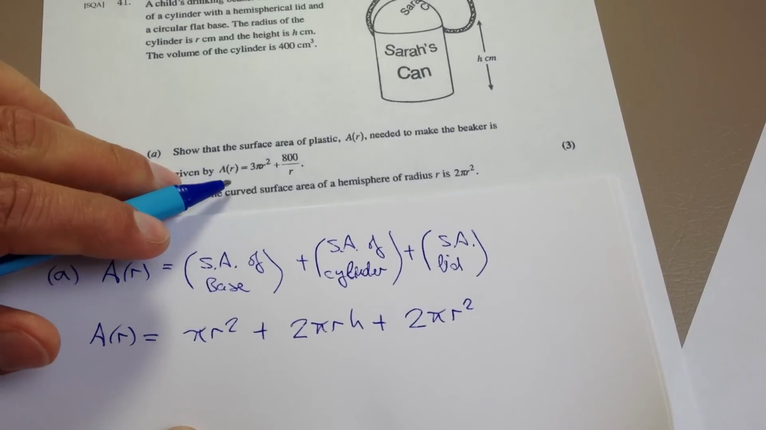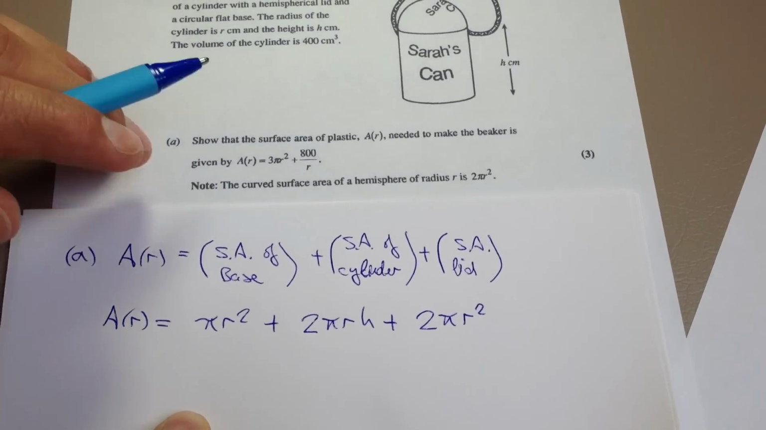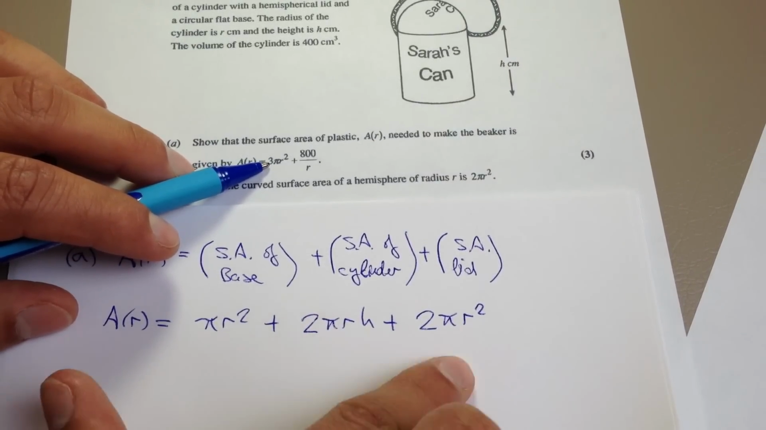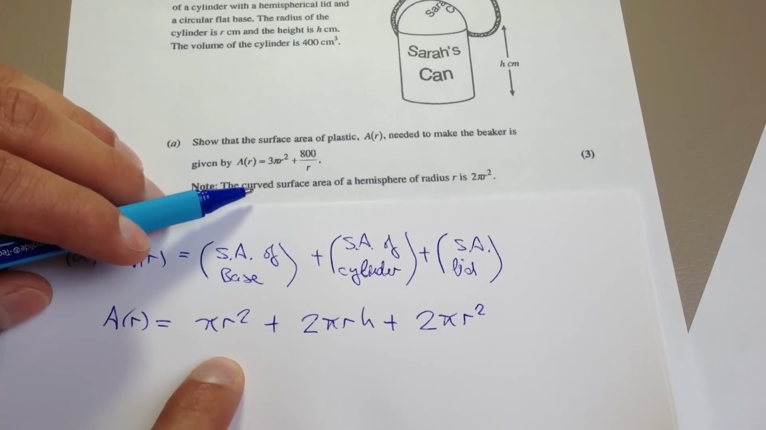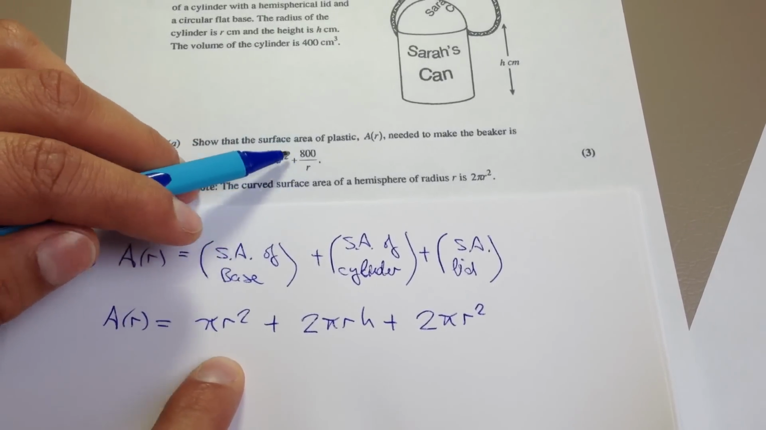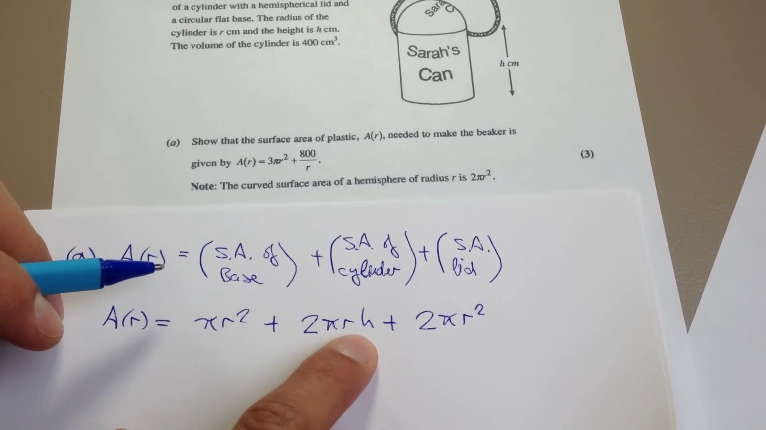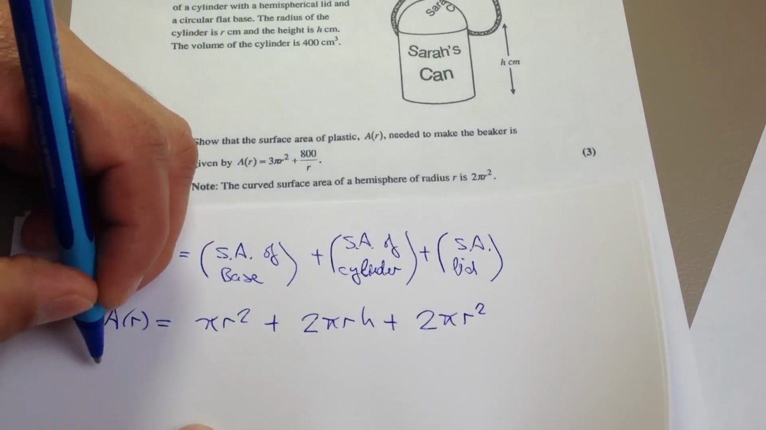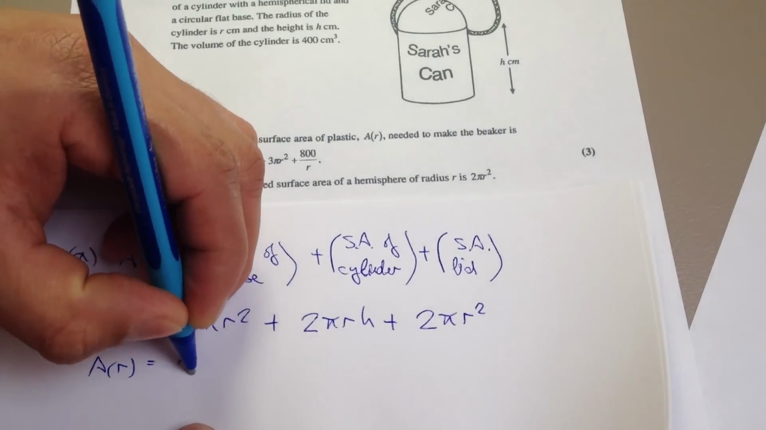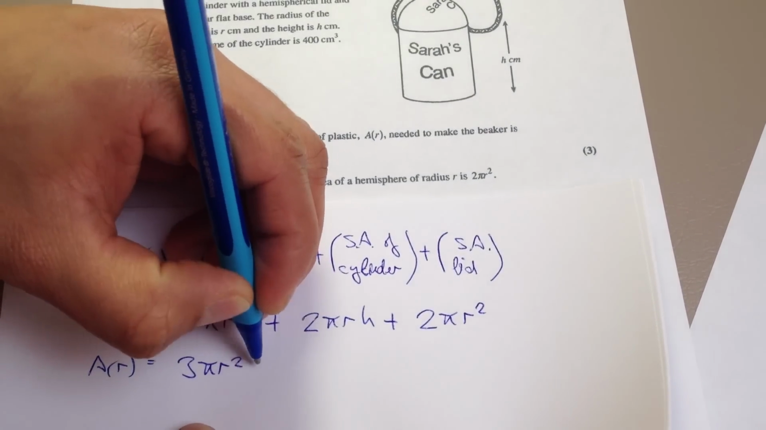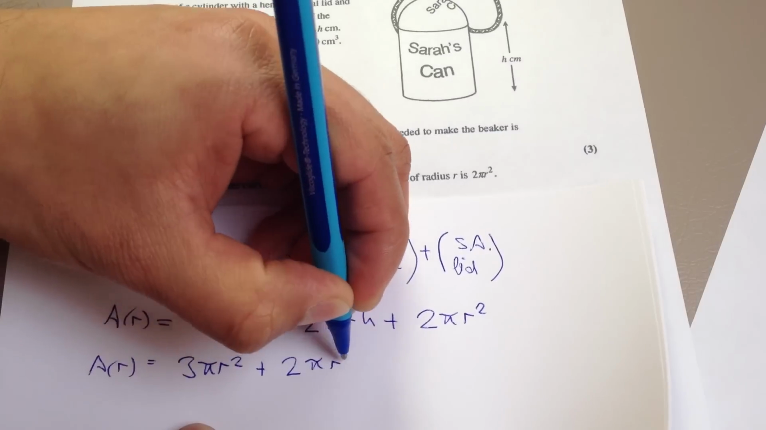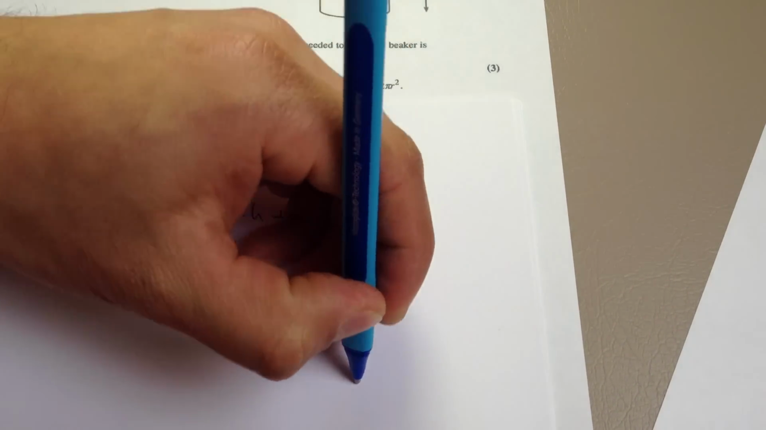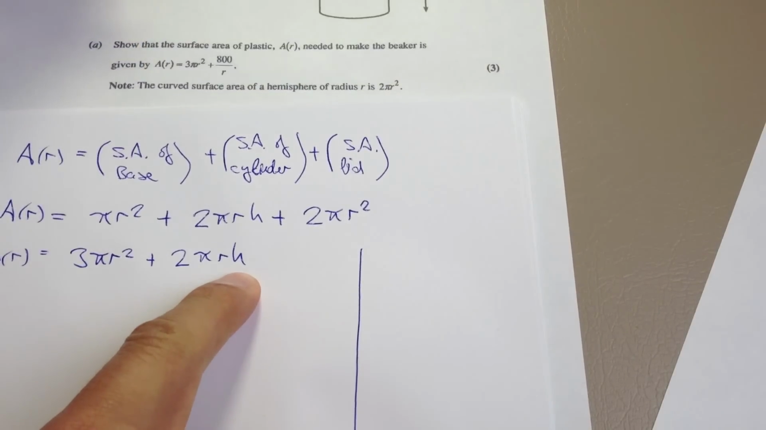Now the problem is it doesn't quite look like what they're wanting it to look like. You can see we have a pi r squared here, we have another pi r squared, so we can bring them together to give us the 3 pi r squared. That's no problem there, but the issue is this 800 over r. So what we need to do is find a way to rewrite h here. So let me bring this together. Firstly, A of r is going to be my 3 pi r squared plus 2 pi r h. And then just off to the side here, I'm going to figure out a way to replace the h.